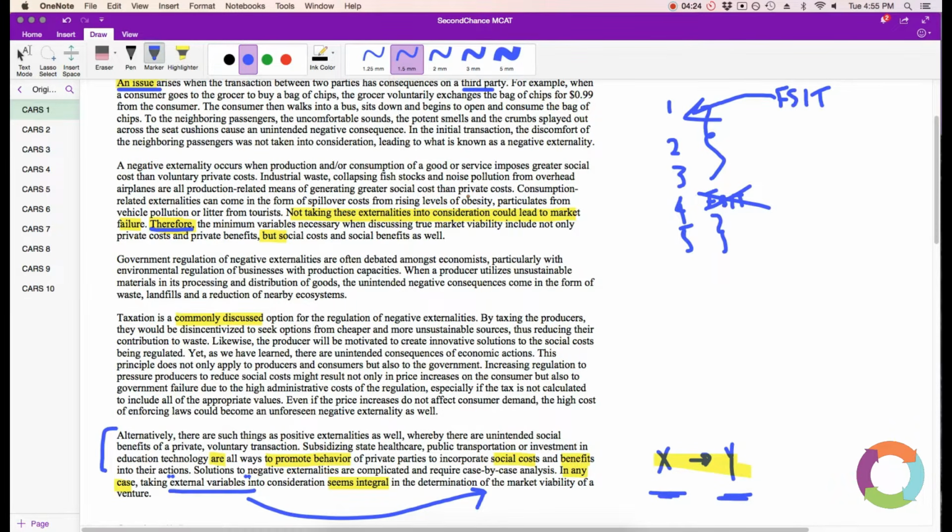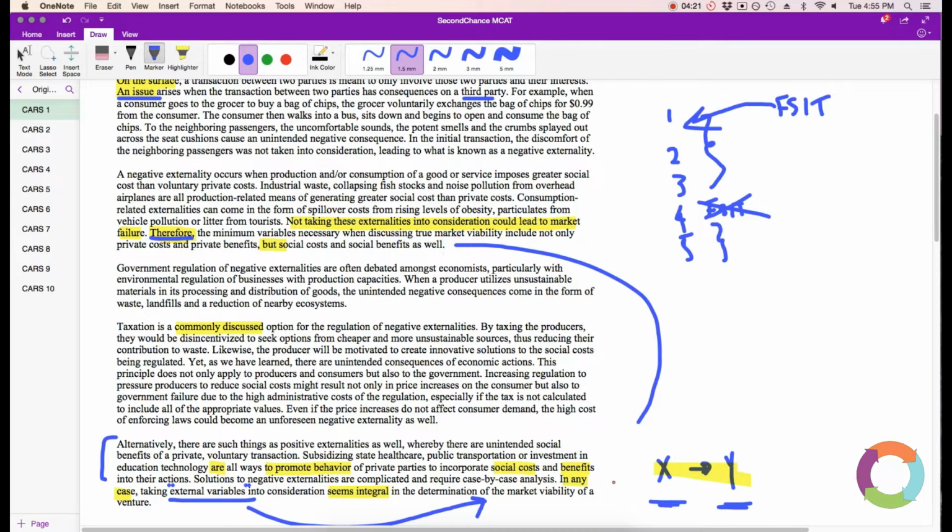Okay, so that basically, again, confirms what we had already predicted was the thesis in the concluding sentence here. Now the rest of this is going to be just more proof and discussion, and I only have 4 minutes left here, but I'll keep going. Government regulation of negative externalities is often debated. When a producer utilizes unsustainable materials, negative consequences can come in the form of waste and landfills. Taxation is also commonly discussed. By taxing the producers, they would be disincentivized to seek cheaper options, thus contributing to waste. Likewise, the producer will be motivated to create innovative solutions to the social costs being regulated.